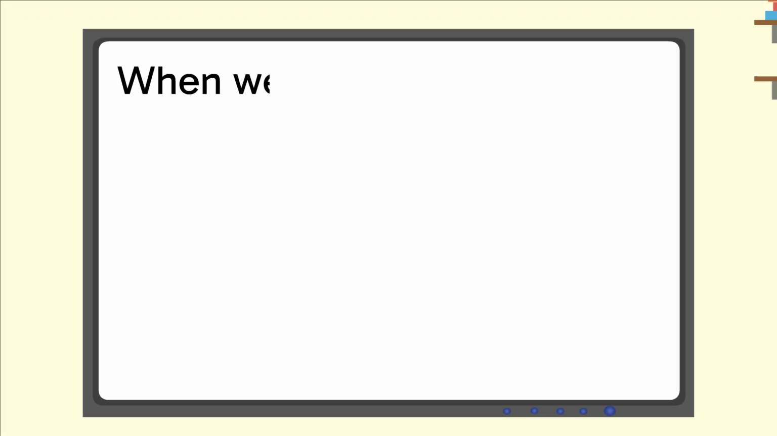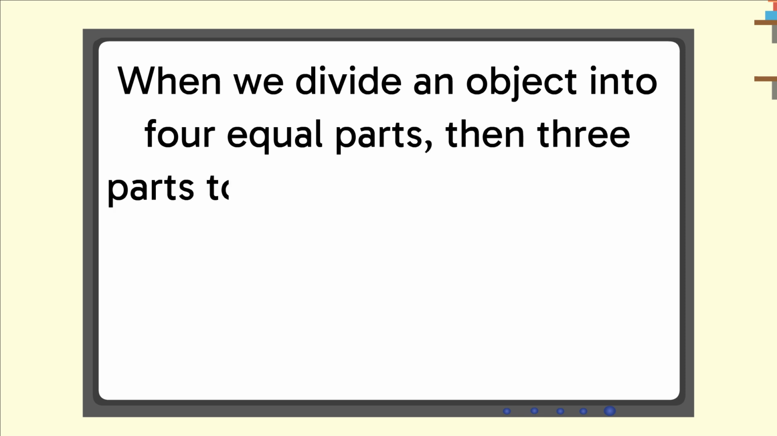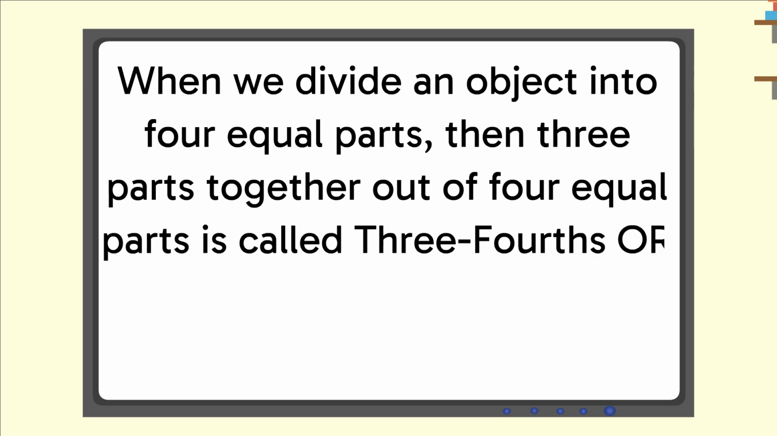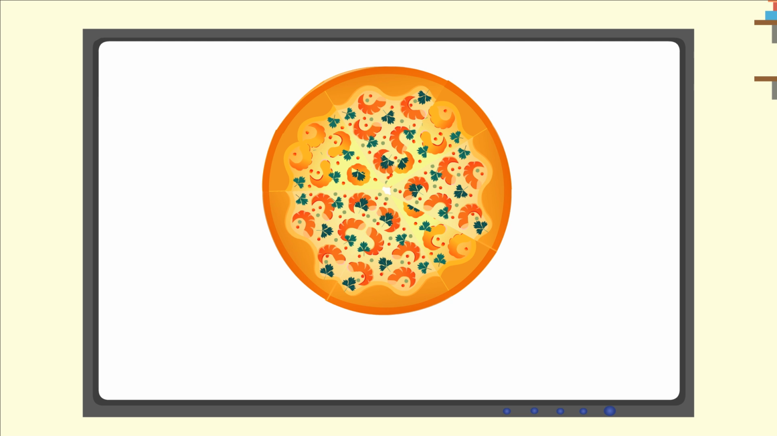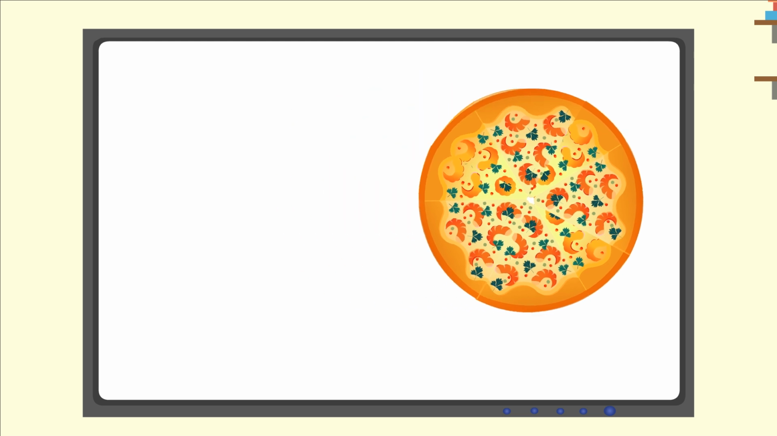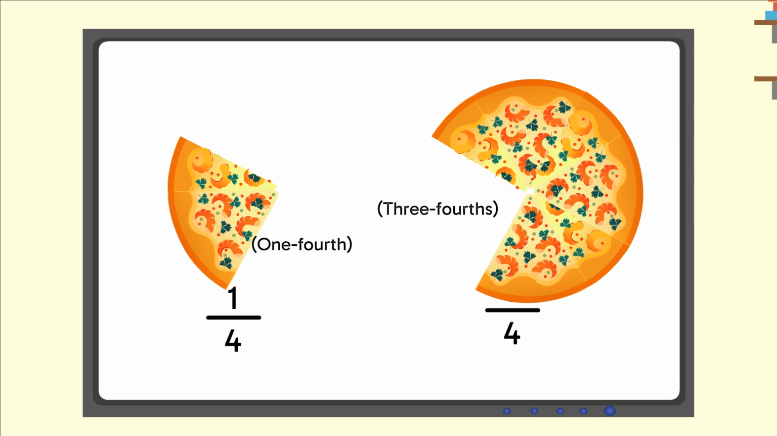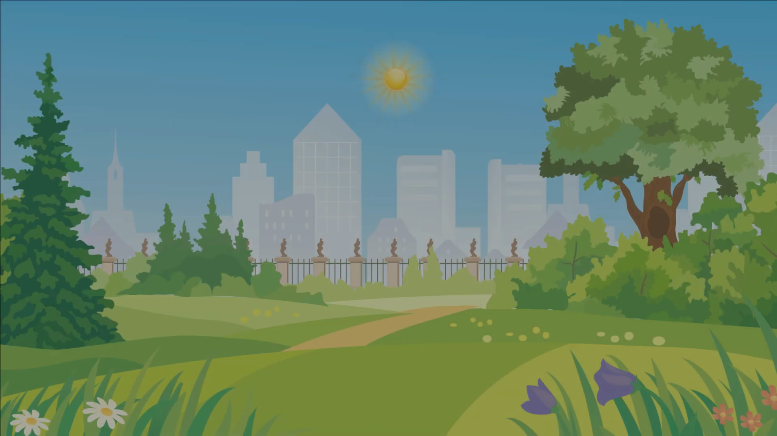3/4. When we divide an object into four equal parts, then three parts together out of four equal parts is called 3 upon 4 or 3 by 4, written as this. This is one whole pizza. A quarter is being cut out. The remaining is 3/4. We read it as 3 upon 4 or 3 by 4. 3/4 and 1/4 make a whole.